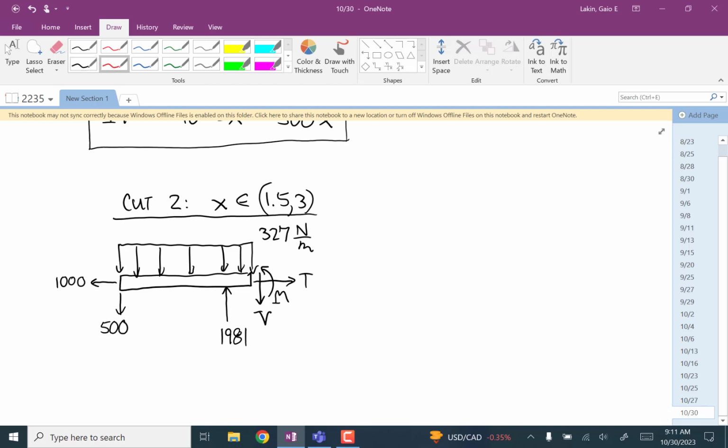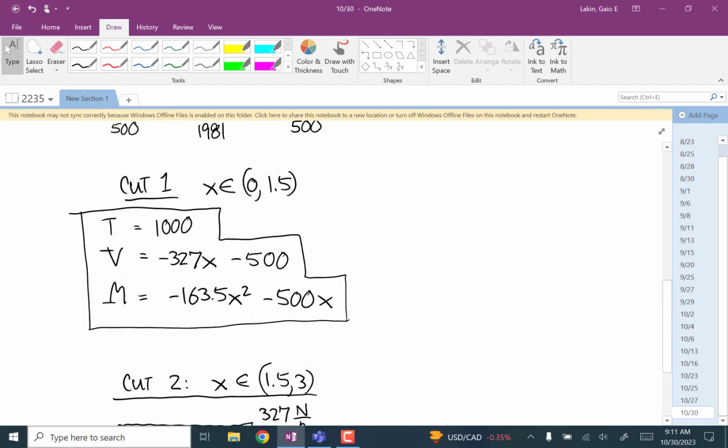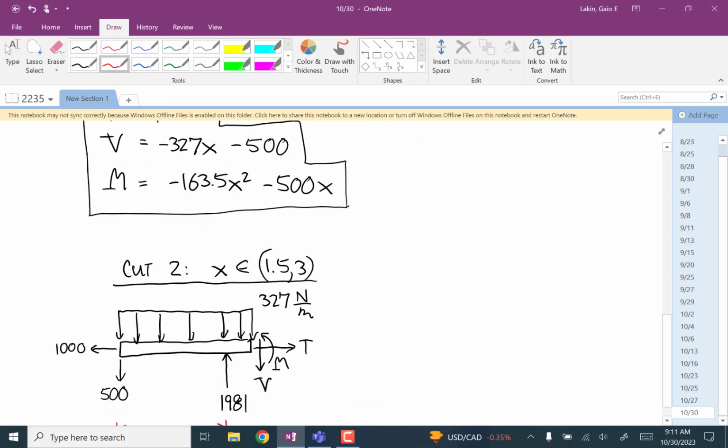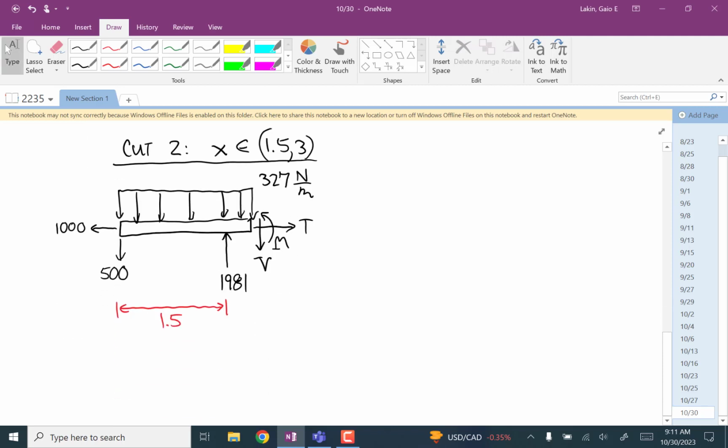And the distances. These two are 1.5 apart. That doesn't depend on X. By choosing a different value of X between 1.5 and 3, you're not changing where that roller is. That roller is just always 1.5 meters away. And then this is X.